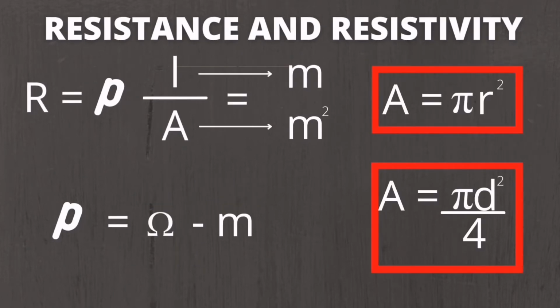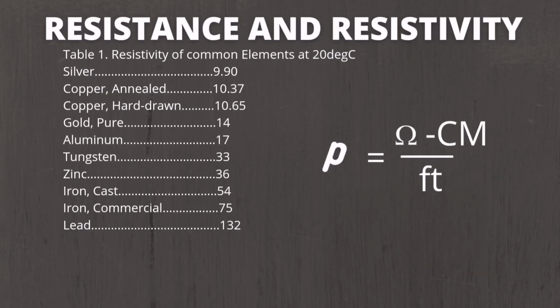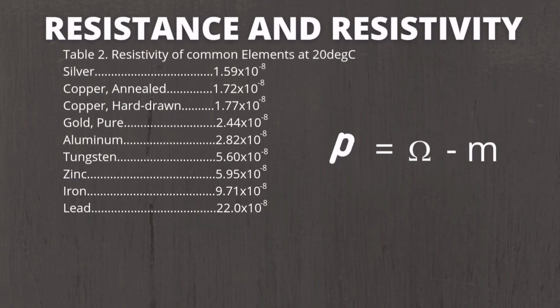The other common unit of ρ is ohm meter, where the length is in meters and the area is in square meters. The cross-sectional area can be solved by A equals πr squared or πd squared over 4. Table 1 is the resistivity of common elements at 20 degrees Celsius in ohm circular mil per foot, and table 2 is in ohm meter.